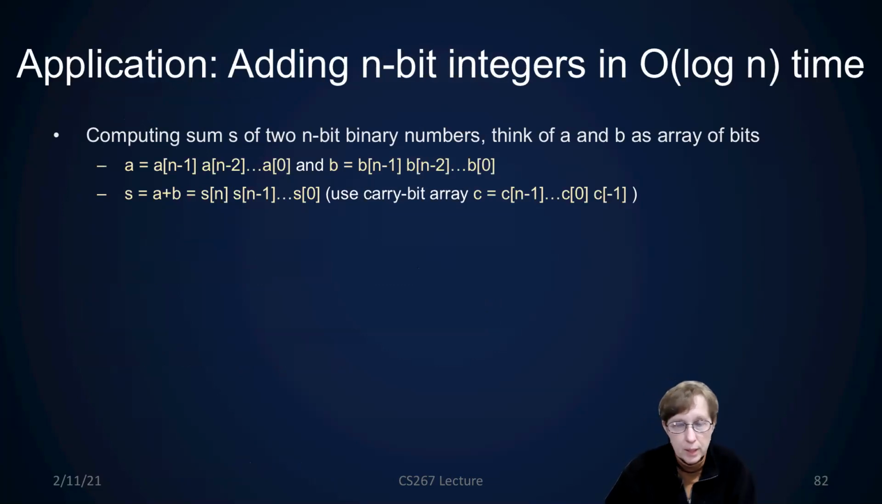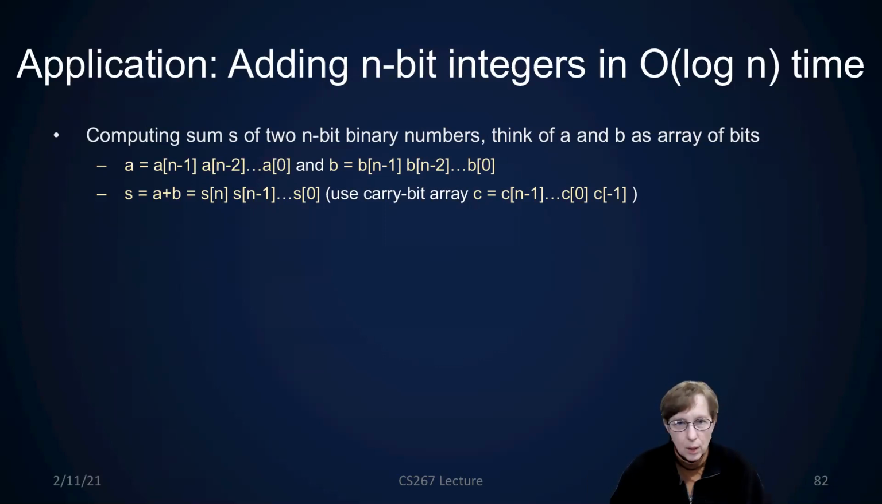In particular, it can be used to add up n-bit numbers in logarithmic time, where we think of our n-bit numbers as an array of bits. So A and B are arrays of bits, and we're going to write them with the most significant bit first. It's written out in this notation. Then we're going to compute the sum, A plus B, which is also going to be an array of bits that goes from n down to 0 because of the possibility of carrying forward.